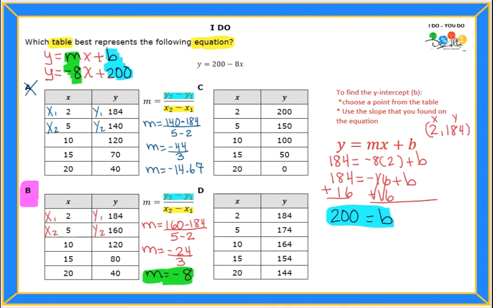Now, if you wish, you can go ahead and do C and D for the slope. But basically, I wanted you to practice one whole problem, finding the slope using the formula and finding the y-intercept using the slope-intercept formula.